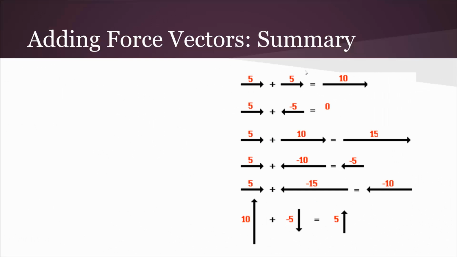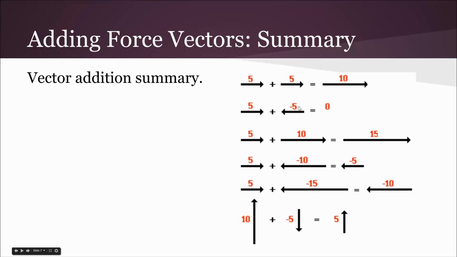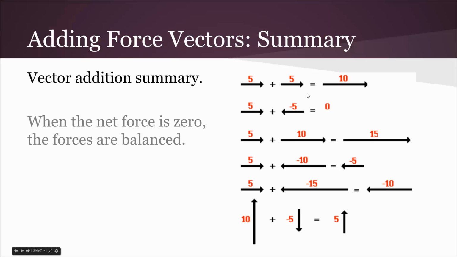So let's say you got two 5s going in the same direction. You combine them together. Two 5s going in the opposite direction, they negate. Okay? 5 plus 10 going in the same direction becomes 15. 5 minus 10 is a negative 5, etc. We can go up and down, left and right, whatever we want. Basically just adding and subtracting.